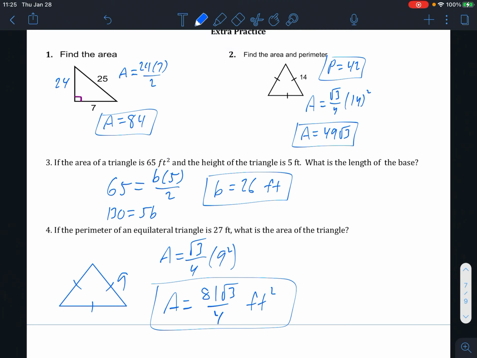That'll do it for the area of triangles. Come back next time. We'll start looking at quadrilaterals.